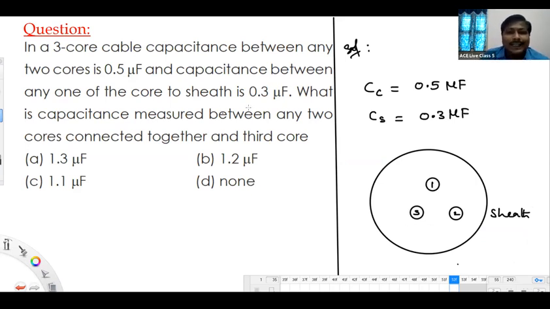Observe. What is the capacitance measured between any two conductors connected together and the third core? First, what you have to do? You have to connect two conductors together. Between that and the third core, we have to find the value of capacitance. Let us say I will join cores number 2 and 3 together like this. And I am interested to measure the capacitance between this 1 and 2, 3. Between these two, we have to measure the capacitance value.